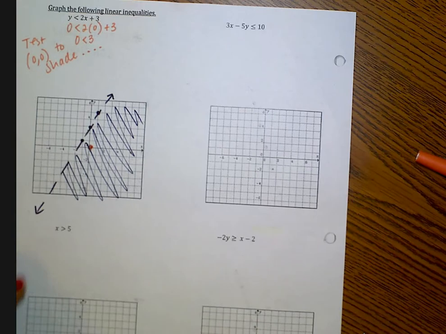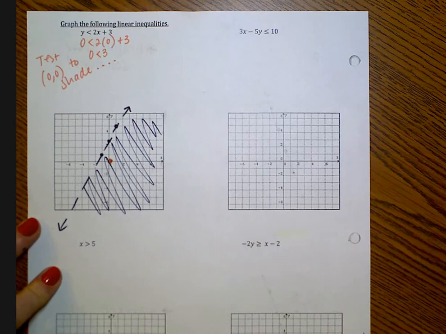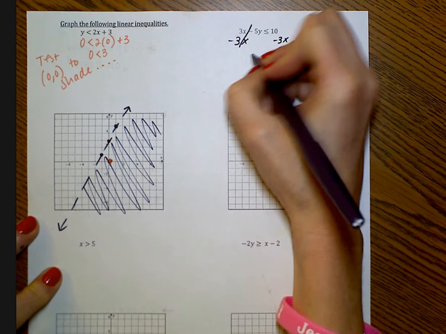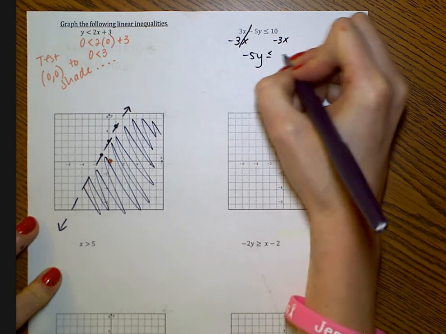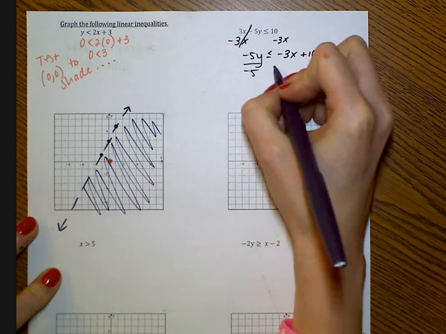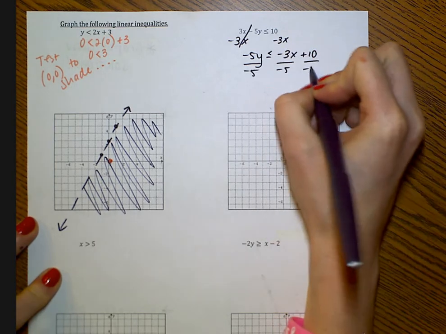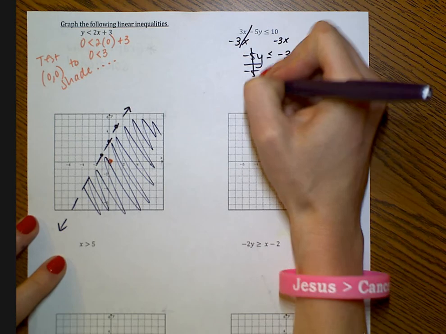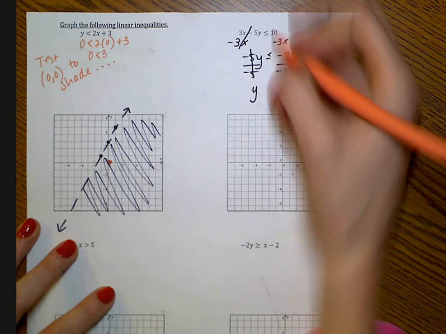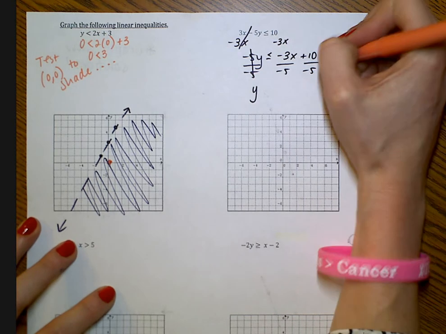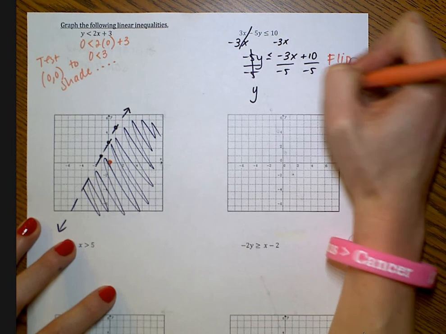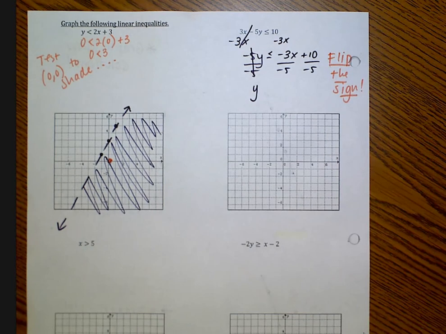The next example is in standard form. We want to put it in mx plus b. So I'm going to subtract 3x, and then divide by -5. Now, here's where you have to go back and remember when we solved inequalities. Remember, if you divide both sides by a negative, you have to flip the sign. Okay, if you forget to flip the sign, you're going to shade the wrong way.